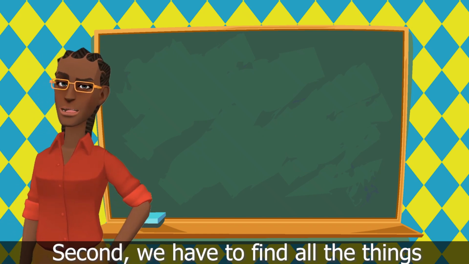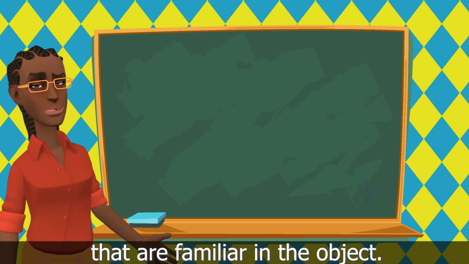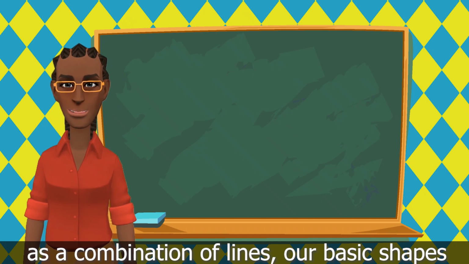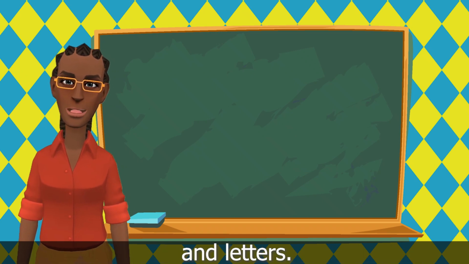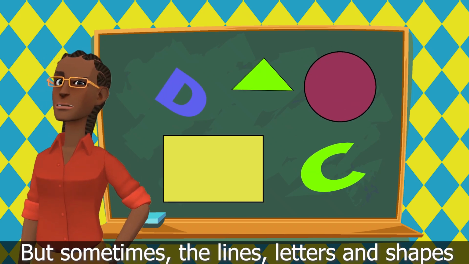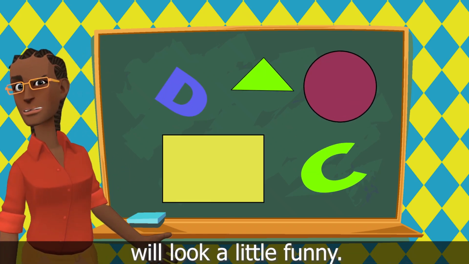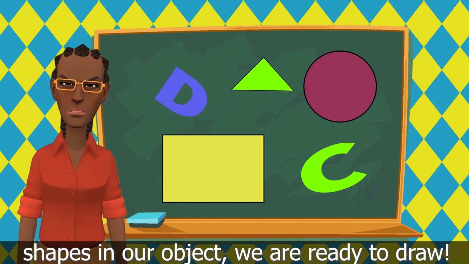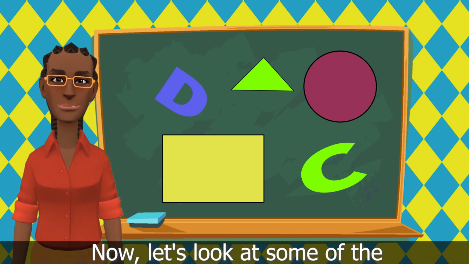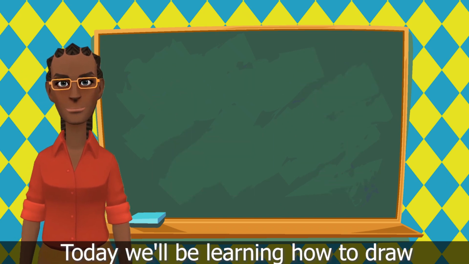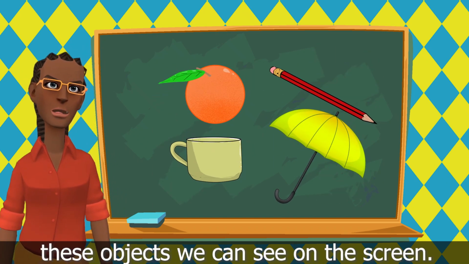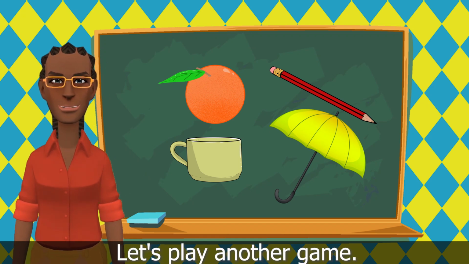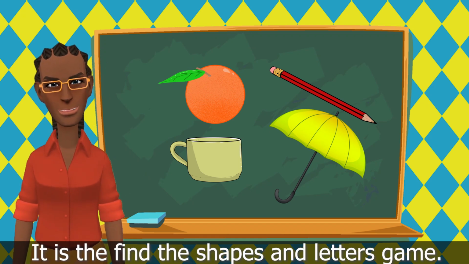Second, we have to find all the things that are familiar in the object. Remember, kids, let's think of all objects for now as a combination of lines, our basic shapes, and letters. But sometimes, the lines, letters, and shapes will look a little funny. If we can find the different letters and shapes in our objects, we are ready to draw. Let's go. Now, let's look at some of the objects on our screen. Today, we'll be learning how to draw these objects we can see on the screen. Okay, let's do this. Let's play another game. It is the Find the Shapes and Letters game.